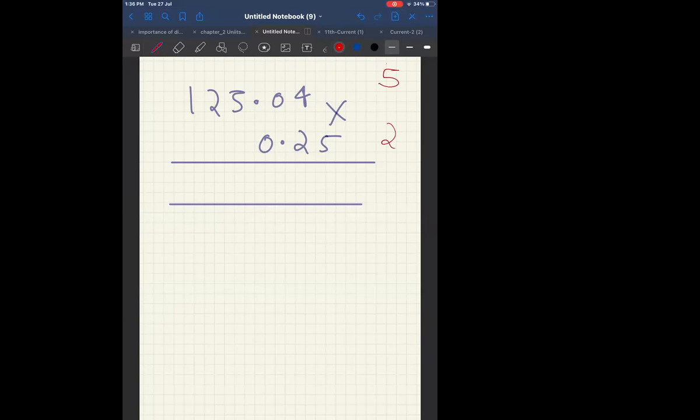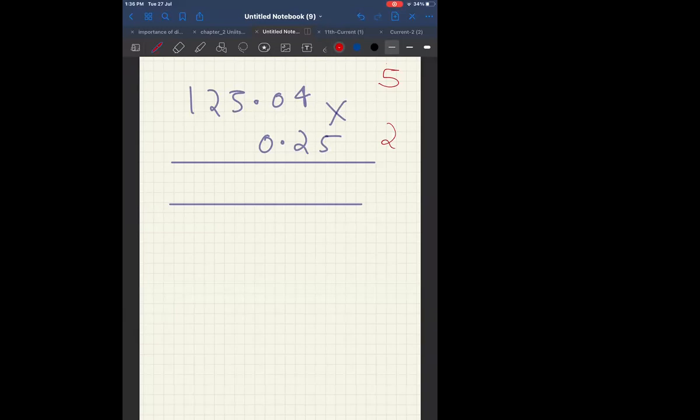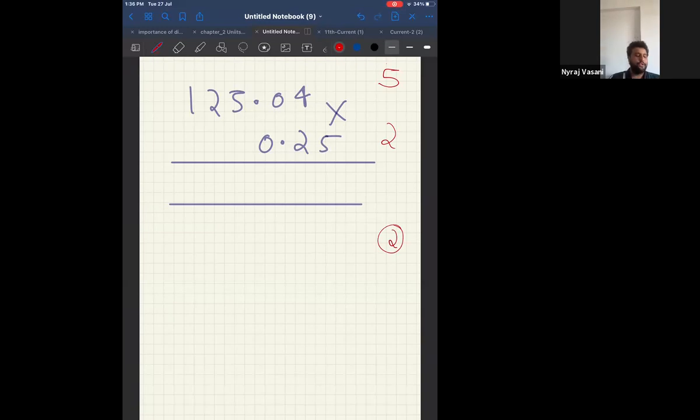This is rule number 2 itself. So my answer should have how many significant figures? 2. My answer also should have 2 significant figures. So now do the actual multiplication and tell me the actual answer. Then we'll modify it to 2 significant figures. Okay. Start.